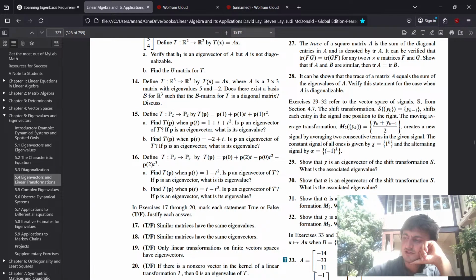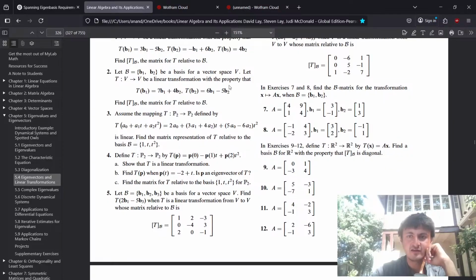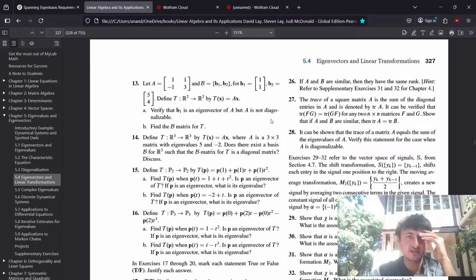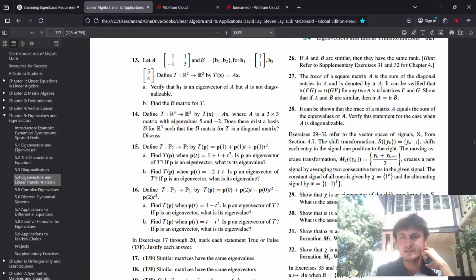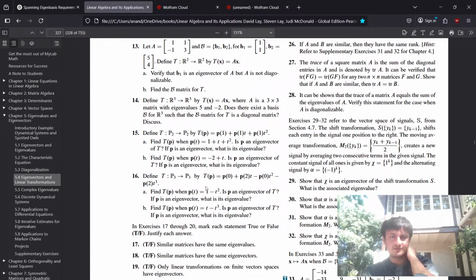$14 is good. 14 is like one of those theoretical ones. The first 15 of these in this book are always just computational, but then it starts to get pretty good. These problems can actually get pretty puzzling. All right.